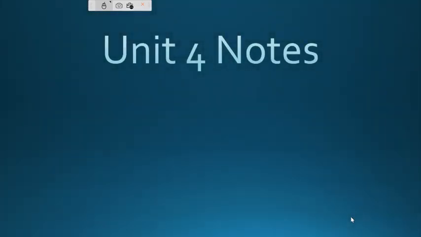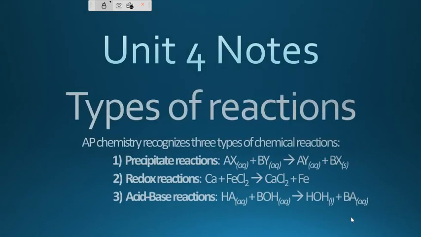This is the beginning of Unit 4, where we're taking a look at the types of reactions that we find going on. Now, in general chemistry, we tend to talk about single replacement and double replacement reactions. We talk about synthesis and decomposition. Then we talk about combustion reactions.